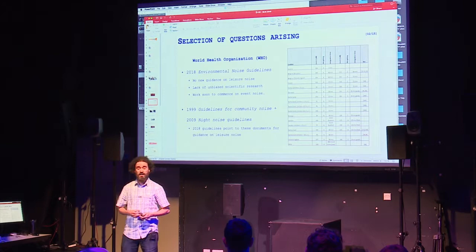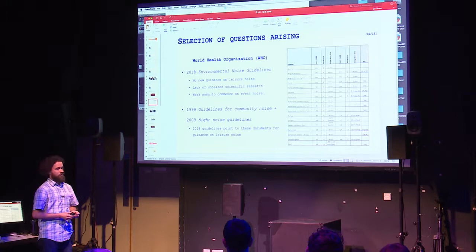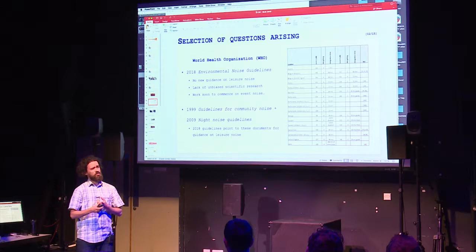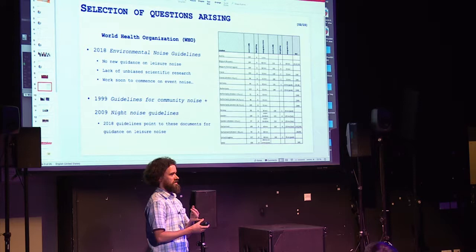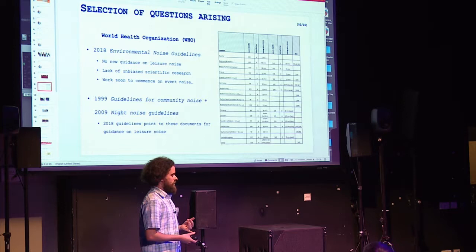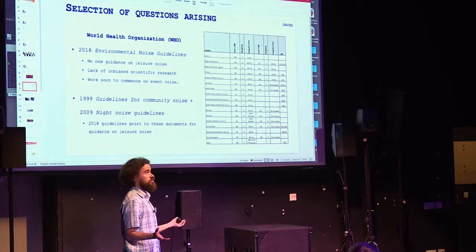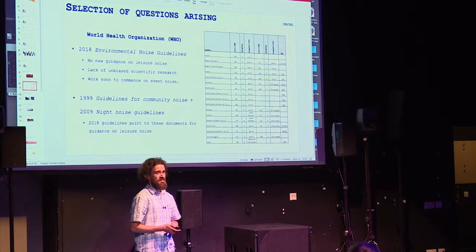Interestingly, for those of you who pay attention to these sorts of things, last year the WHO released their community noise guidelines for Europe. It was broadly split into traffic noise, industrial noise, wind turbine noise, and leisure noise. In the leisure noise section, they said, well, we've gone through everything that's been published in this area, and all we can find is a collection of highly biased, unscientific pieces of research. And they basically said, we can offer no further guidelines beyond what we said in 1999 and a bit in the night noise guidelines in 2009. They said, someone has to go out there and do some proper scientific research.